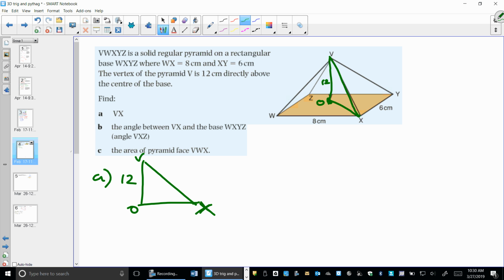Sorry, but I don't have the length OX. Okay, so I'm struggling here. But what can I do? Can anyone see anything?